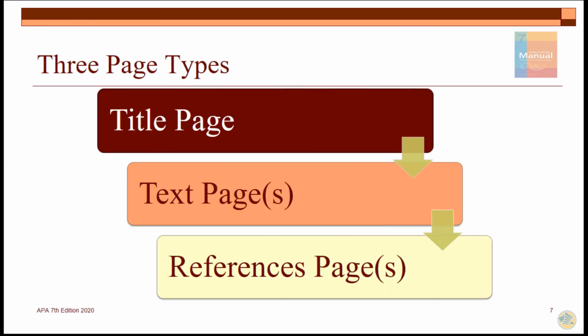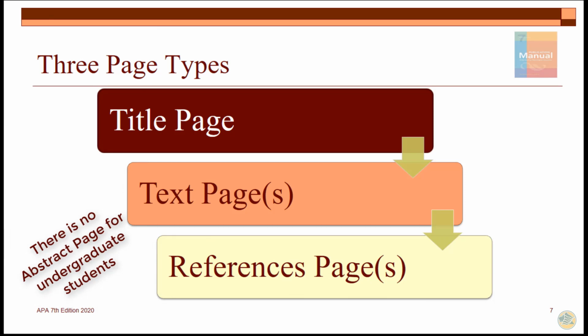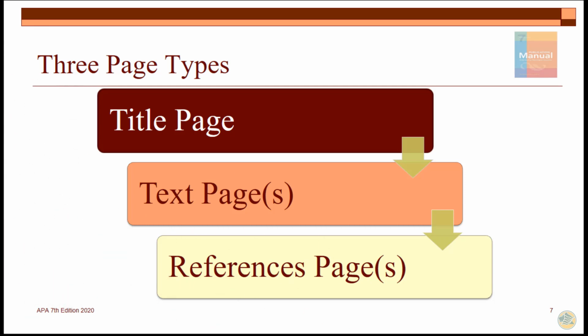There are only 3 page types for undergraduate students. Upper level and graduate students may be required to do the 4th page type, which is the abstract page. See the manual for more details if you need to create an abstract page. We will be focusing today on the title page, text page, and the references page.